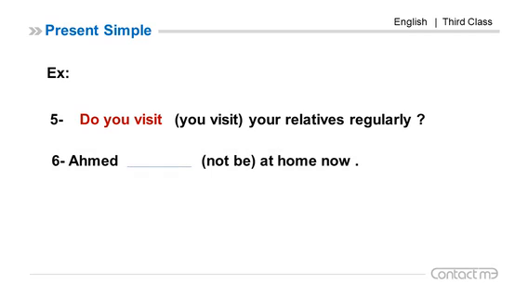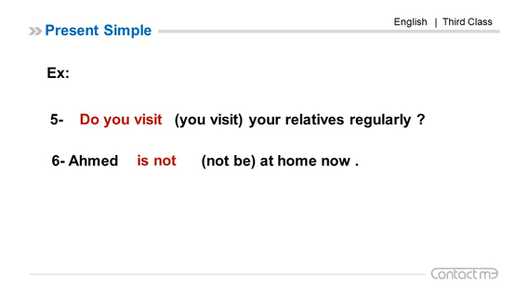Number 6. Ahmed not be at home now. Be is not used in present continuous, although we have now. We have to use present simple. Verb to be in present: am, is, are. Ahmed is. I am; he, she, it is; they, we, you are. We have the noun Ahmed. So the answer is Ahmed is not at home now.